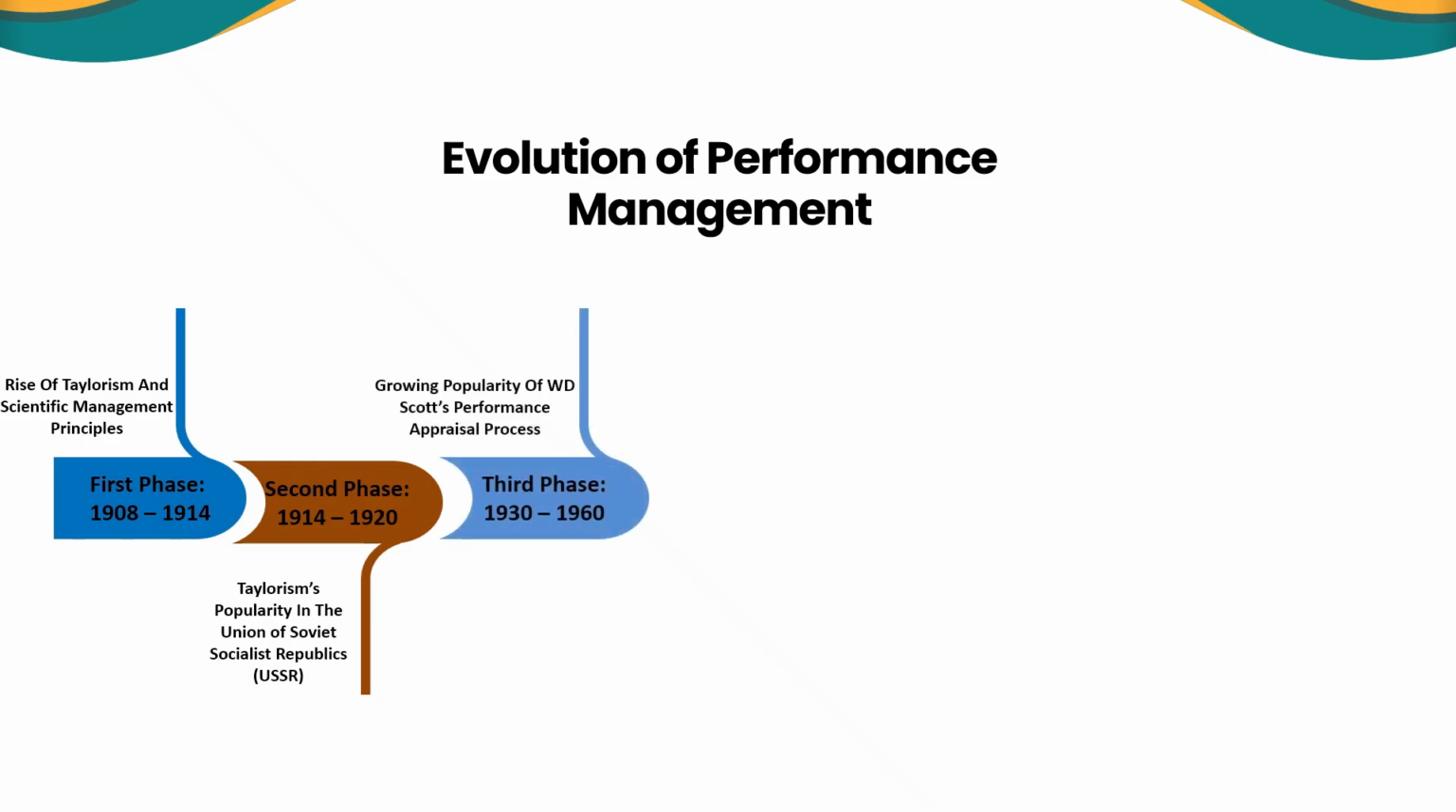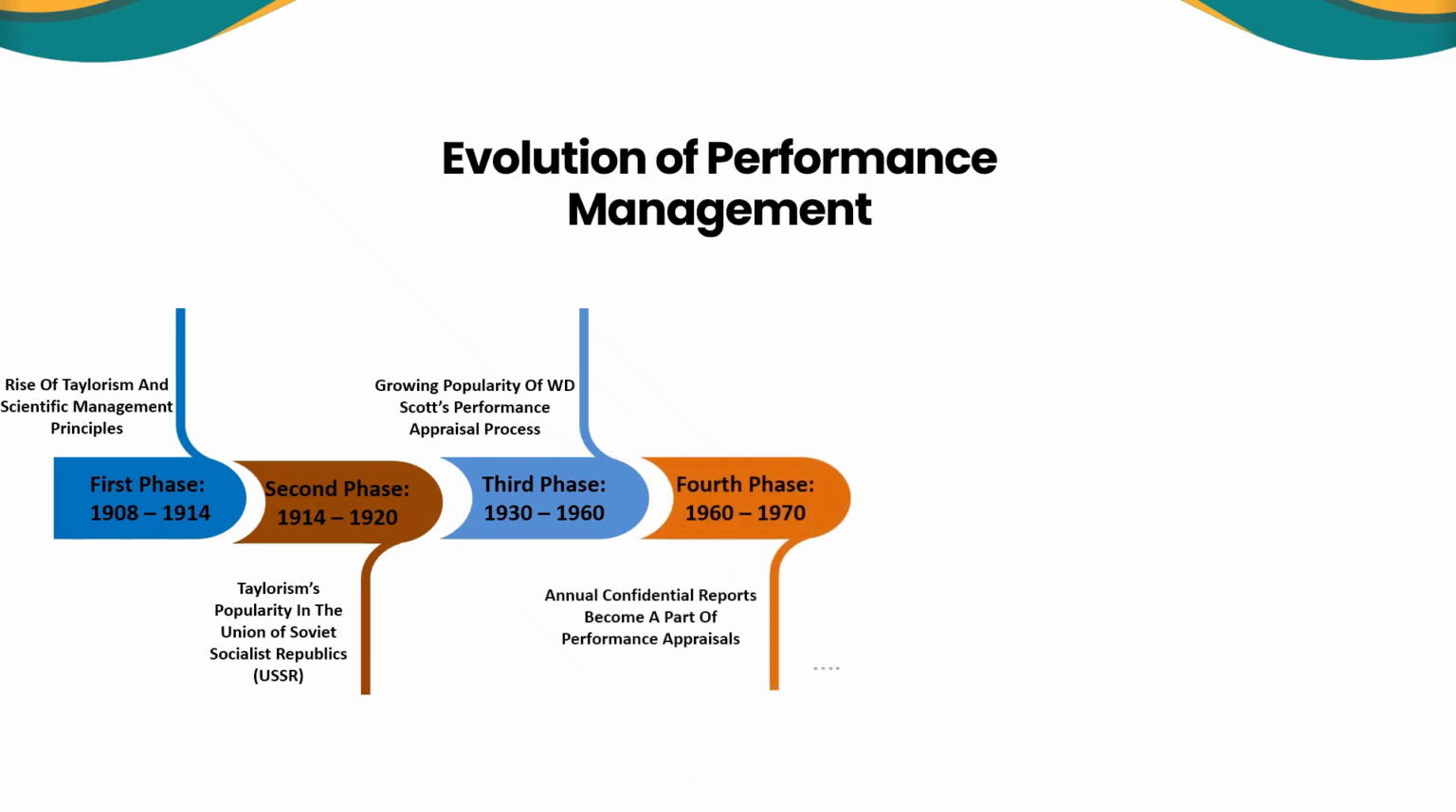Third phase, from 1930 to 1960: growing popularity of W. D. Scott's performance appraisal process. Walter D. Scott introduced a man-to-man comparison scale during World War I, inspired by Taylor's principles. It marked a shift toward structured evaluations, though still focused more on traits than tangible outcomes.